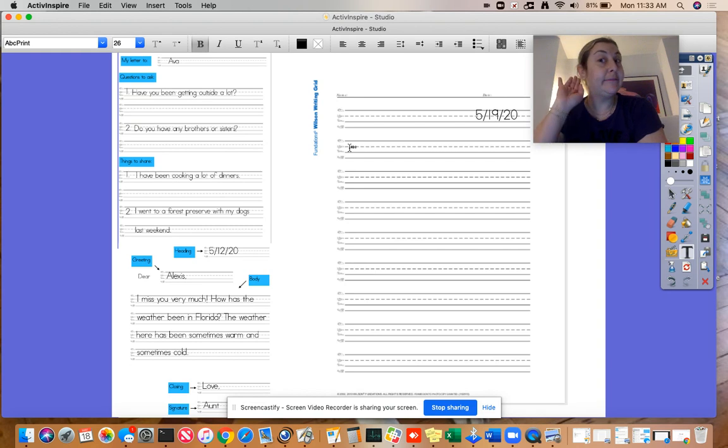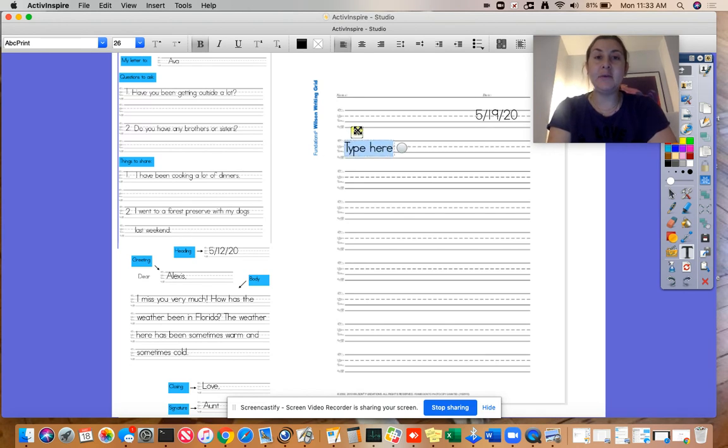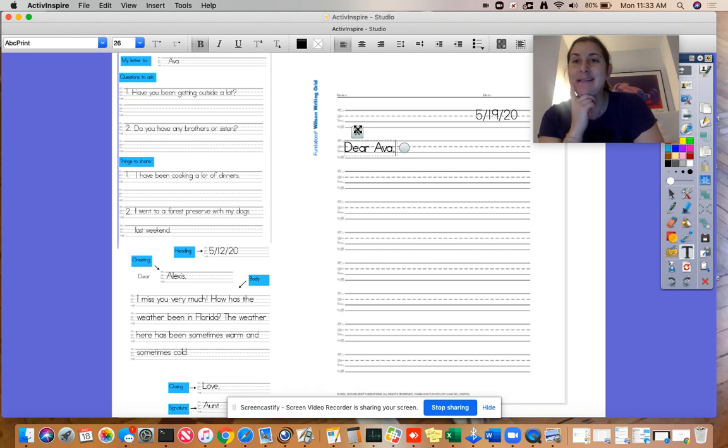Next comes the greeting, right? The greeting starts on the next line on the left-hand side. So our greeting is going to be Dear, and then our buddy's name. So like I said, I used my example of Ava. So I'm going to write Dear Ava. So now I'm done with my heading. I'm done with my greeting. I forgot what comes next. Where can I look to help me if I forgot what comes next? I know. I can look over here at my sample with my labels so that I remember what's next.